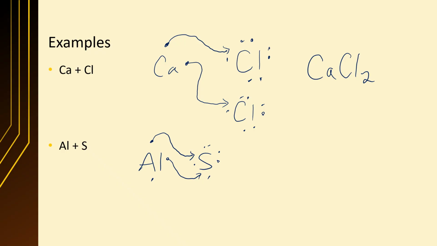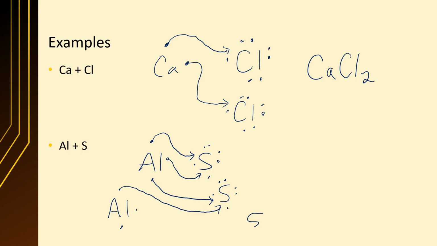Let me add in another sulfur. Sulfur has 6. I'm going to transfer the other one from aluminum over to sulfur. But wait, there's another empty space in sulfur. That's a problem. Let me draw another aluminum. Aluminum has 3. I can transfer one of those into the other empty space on sulfur. But wait a minute, I still have 2 more electrons on aluminum.